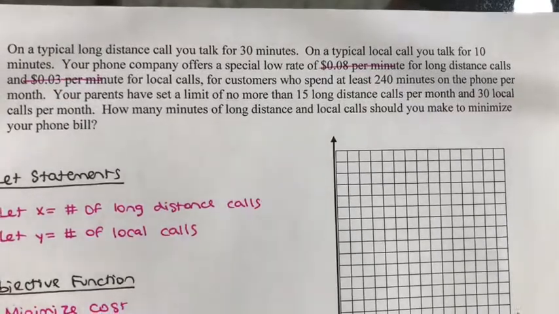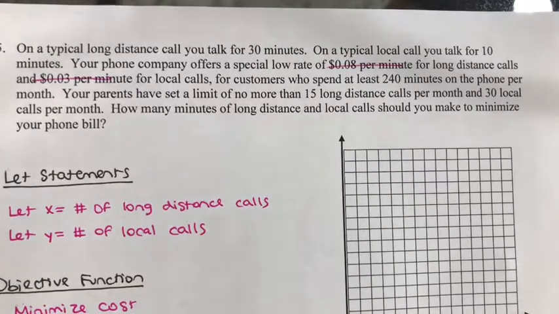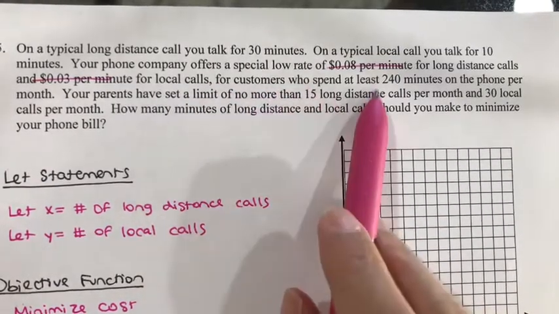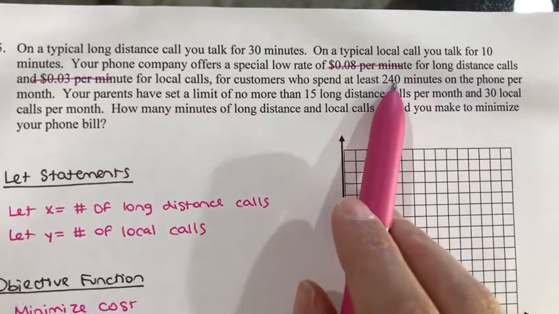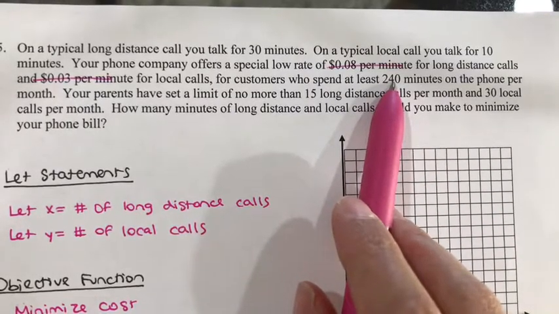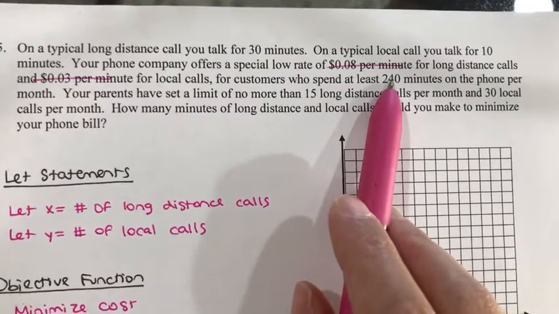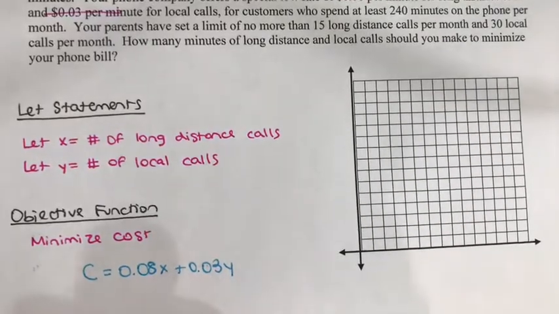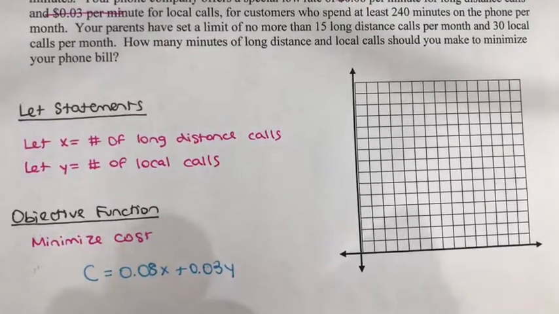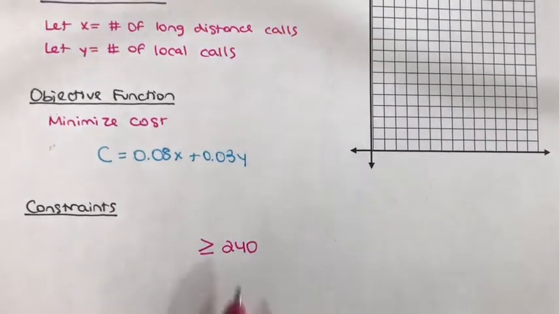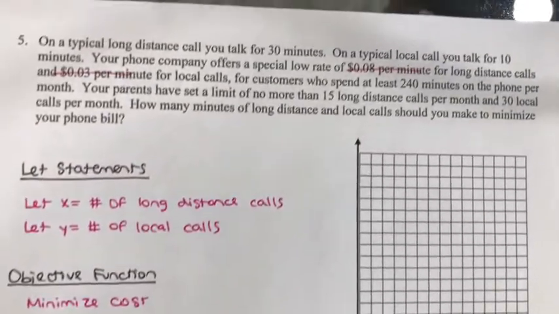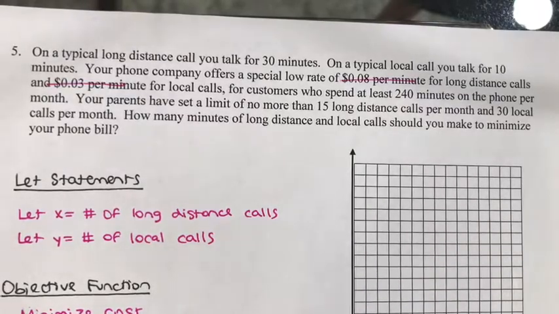Now, what are we limited by? So the first thing that we're limited by is we're told the company will only offer this deal if we spend at least 240 minutes on the phone. Now, that means we can spend more time than that, but we cannot spend less. So we have to spend more than or equal to 240 minutes total. Now, this 240 is a combination of long distance calls and local calls. So we need to figure out how long are we spending on each of those.